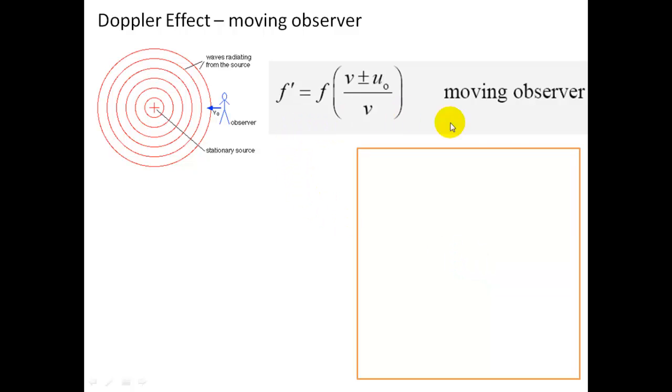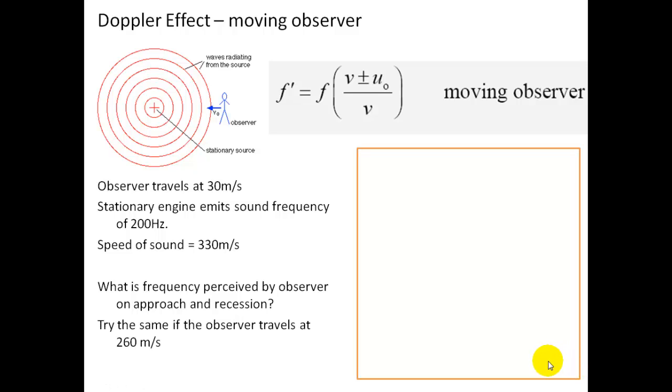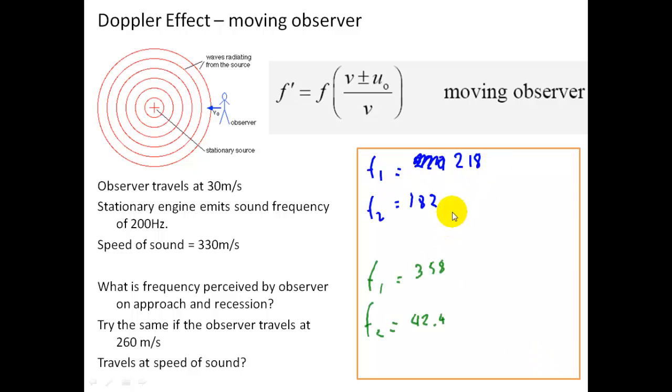On the other hand, if we have a moving observer, we use this formula. This is the observed frequency, this is the frequency from the source, and U naught is the speed of the observer. V is the speed of the signal, the sound. And here we have another problem which I would like you to do. So pause and try that problem. These are the answers. The unit should be there, of course, hertz.